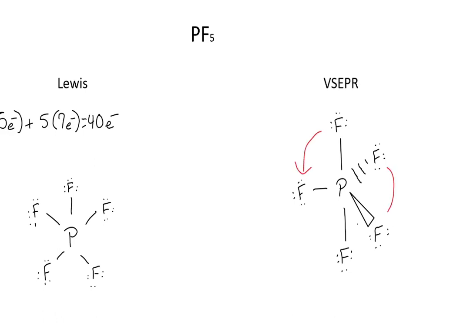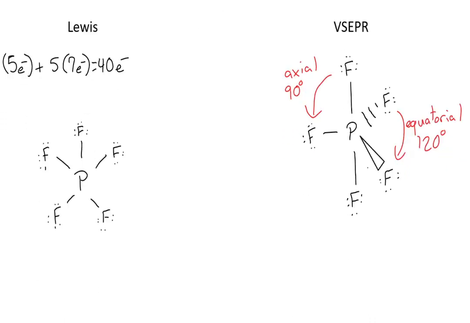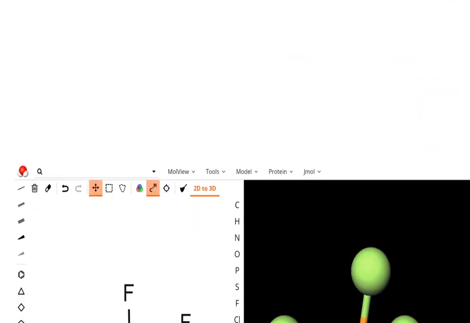Now we have 2 angles in particular, our axial angles, which will be 90 degrees, and our equatorial angles, which will be 120 degrees. So for this one, you can also see this here in 3D.